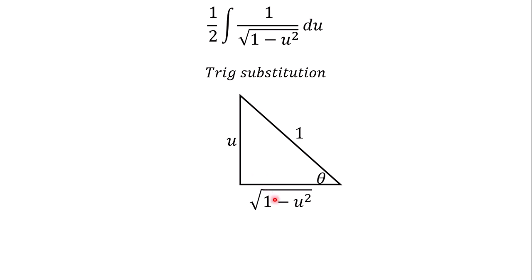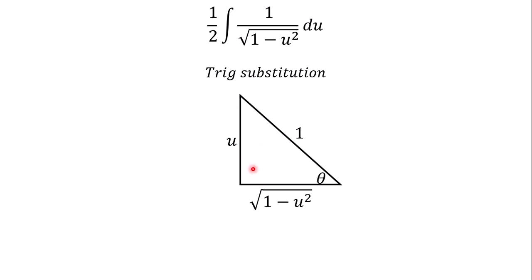theta is equal to adjacent over hypotenuse. This side is the adjacent. So that is square root of 1 minus u squared all over 1. So when you pick cos theta, that is going to give us the square root of 1 minus u squared.